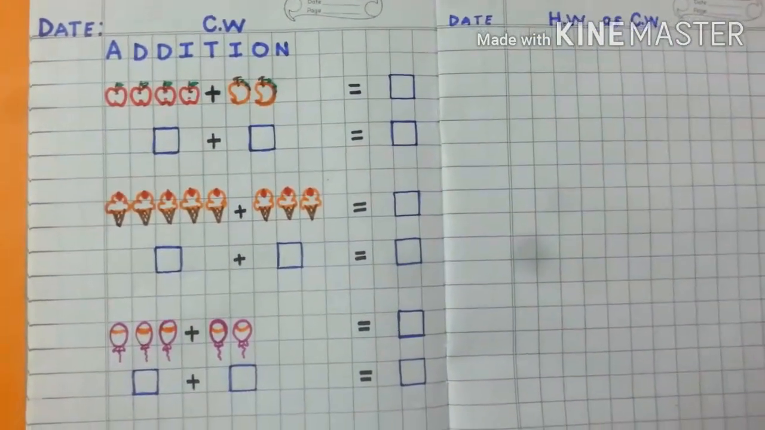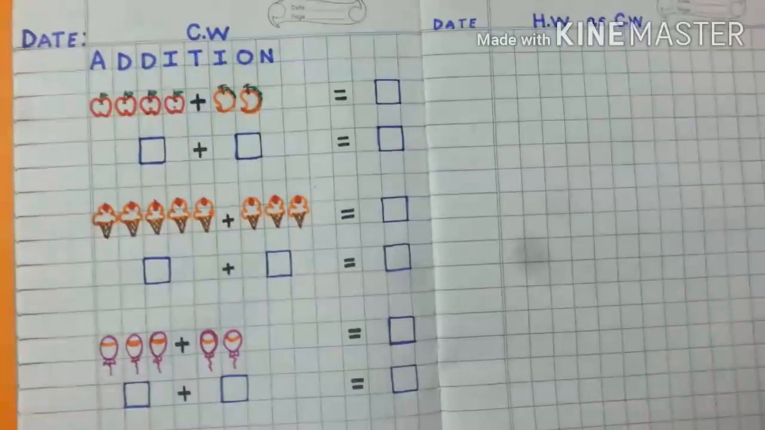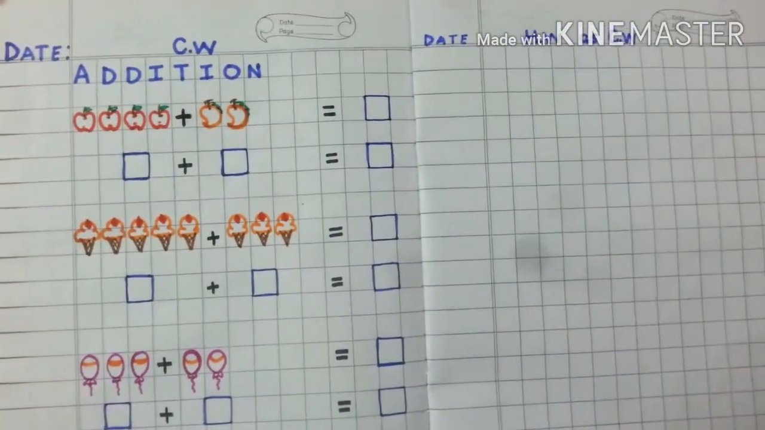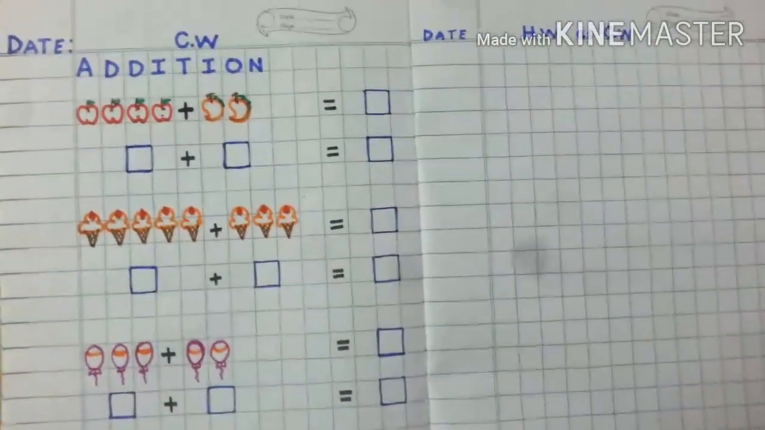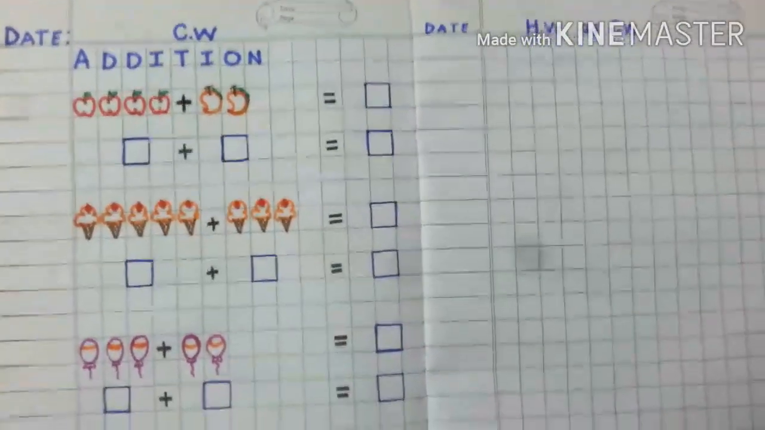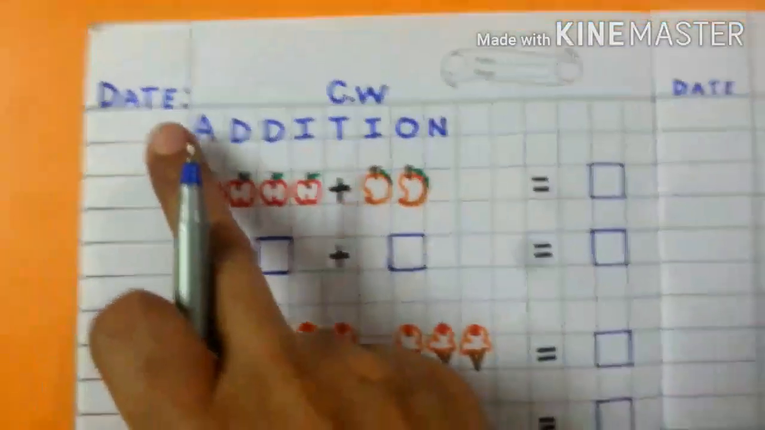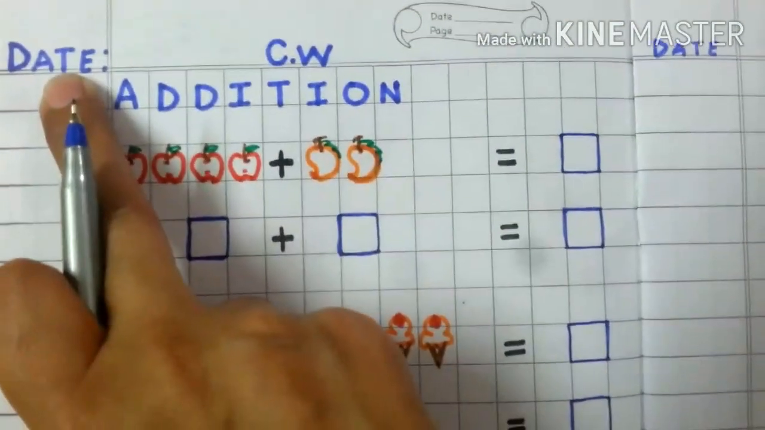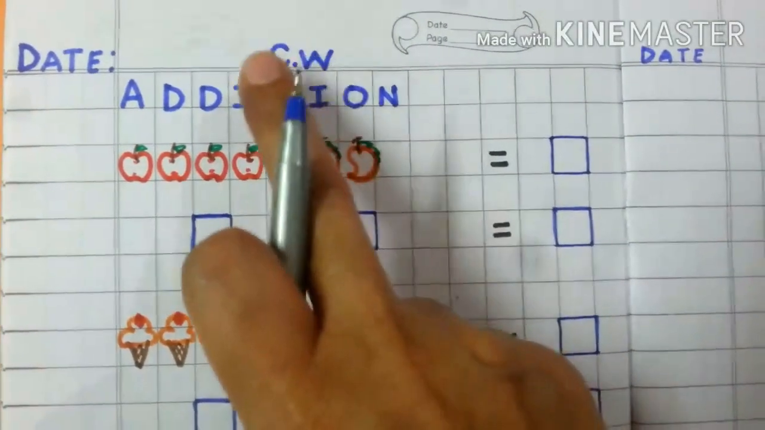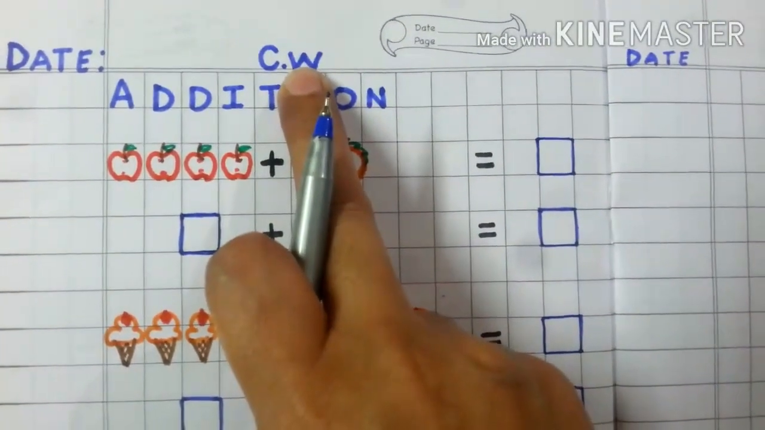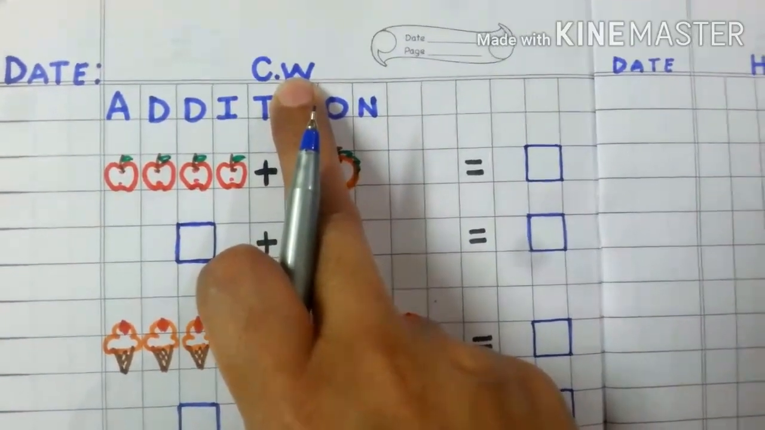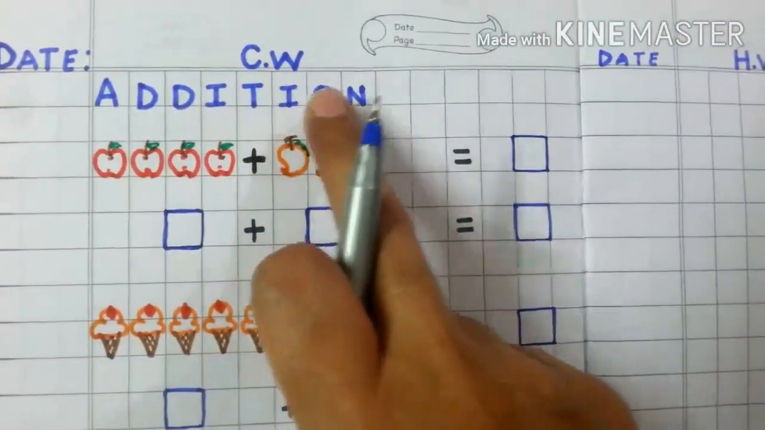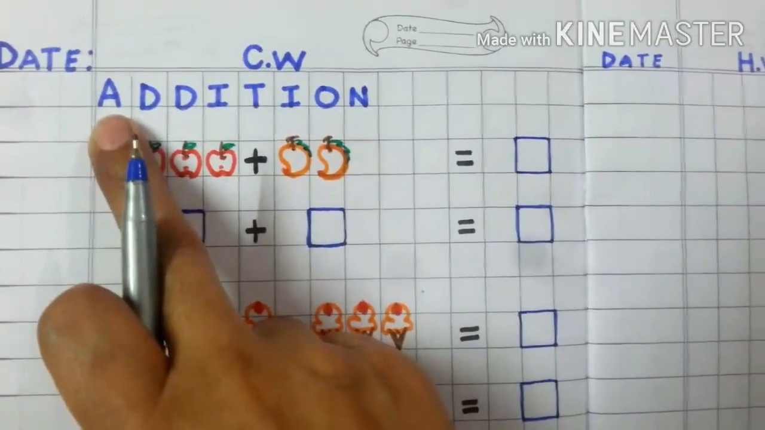Students, take out your notebook, pencil, eraser, get ready for the work. Take out your page. First, write date on the top left side of the page. After date, write CW. CW means classwork. Then write heading. Heading of today's topic, that is addition.